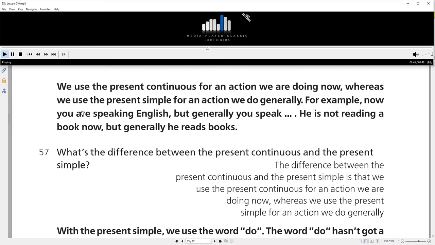What's the difference between the present continuous and the present simple? The difference between the present continuous and the present simple is that we use the present continuous for an action we are doing now, whereas we use the present simple for an action we do generally.